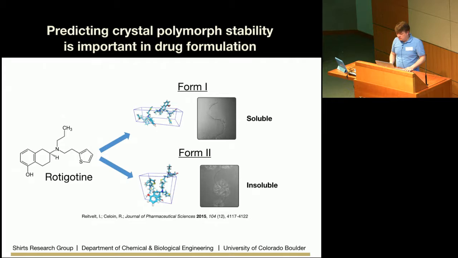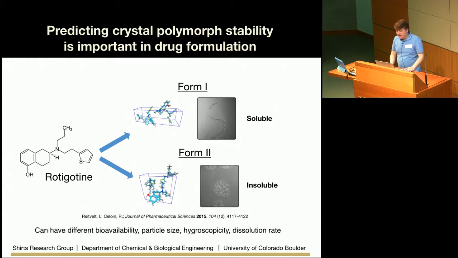Predicting crystal polymorph stability is important in drug formulation. Rotigotine, which is a Parkinson's drug, was administered as a transdermal patch. But it turns out that the formulation, form 1, over time rearranged, and crystals of form 2 formed, which they did not know about beforehand. It is insoluble, and the drug had to be taken off the market for 4 years until they could reformulate it so that it could still be delivered. Different polymorphs can have different bioavailability, but also processing, particle size, the amount of water it takes up, and dissolution rate. All of these things are affected by the polymorph. And some characterization of the polymorphs is really necessary for FDA approval.